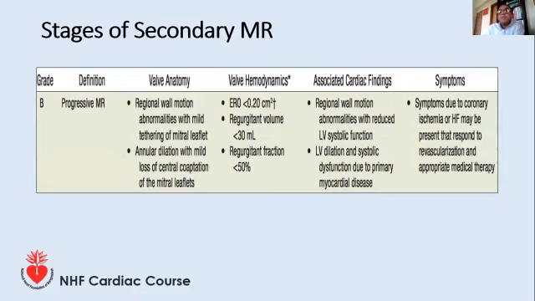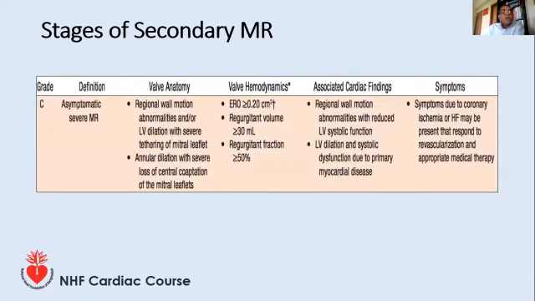There are regional wall motion abnormalities with reduced LV systolic function, LV dilatation and systolic dysfunction due to primary myocardial disease. And grade C, it's asymptomatic severe MR: ERO, effective regurgitant orifice, more than 2 cm, regurgitant volume more than 30 ml, regurgitant fraction more than 50% with regional wall motion abnormalities with reduced LV systolic function. There is LV dilatation and systolic dysfunction due to primary myocardial disease.